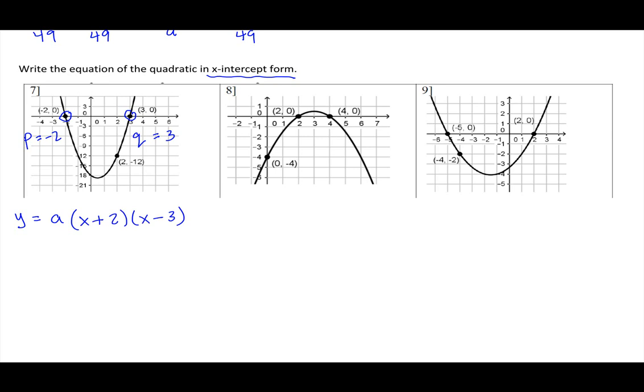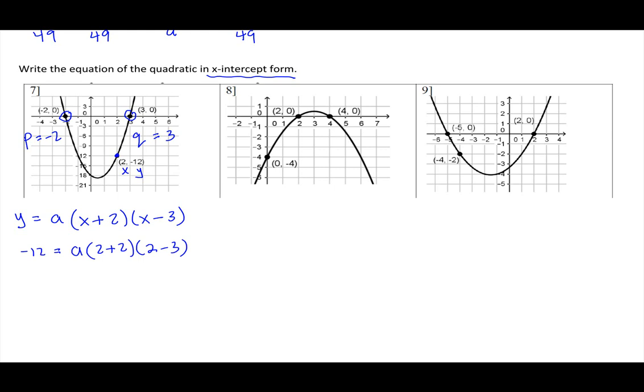Now we need to solve for the a. So the same thing, we need to find another point that crosses at a perfect corner on the graph. All right, and then we take the x and the y value. So they gave us one here. They tell us x and y is (2, negative 12). So we plug it in, y is negative 12. We're going to find a right now. x we know is 2. So 2 plus 2, x is 2 minus 3 right here.